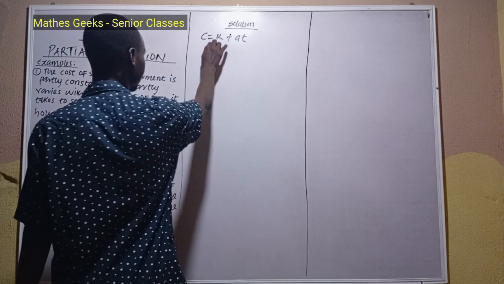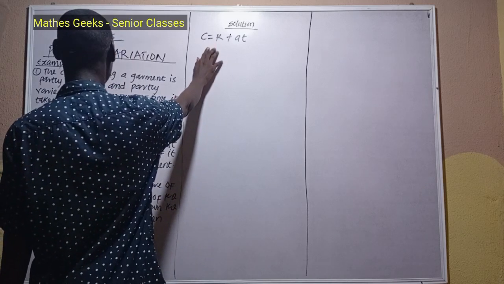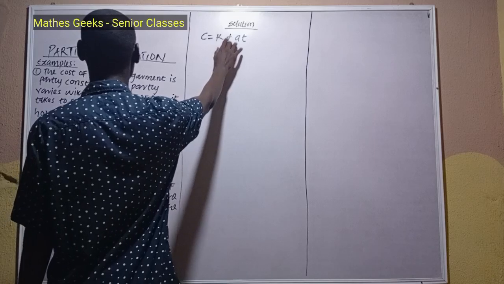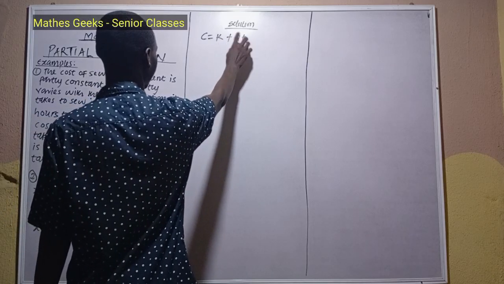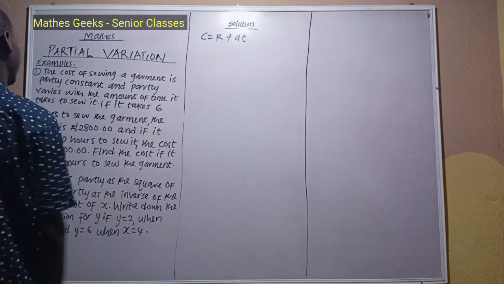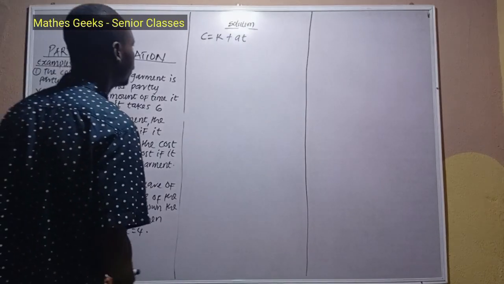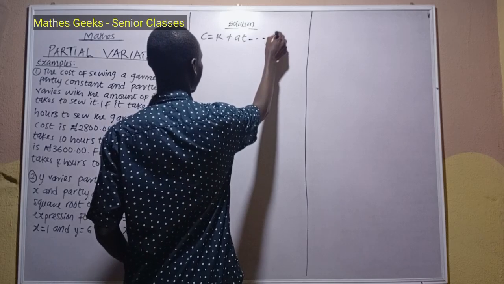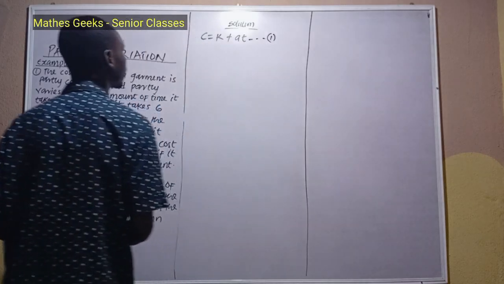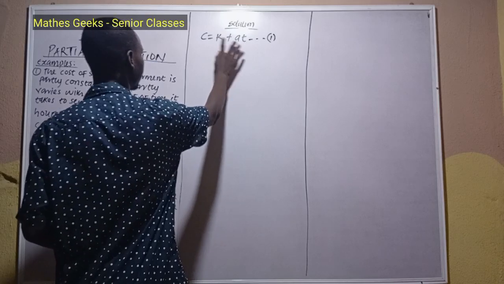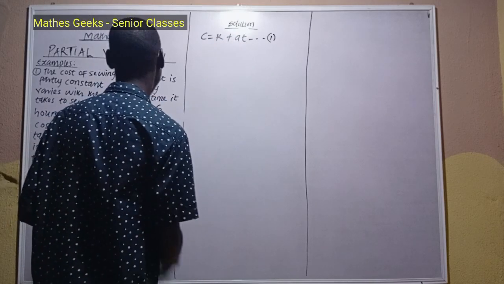So the cost of sewing a garment is partly constant, k, and partly varies with the amount of time it takes to sew it. So this will be the formula, equation 1. Now we're going to look for the values of k and a, where both k and a are constants.